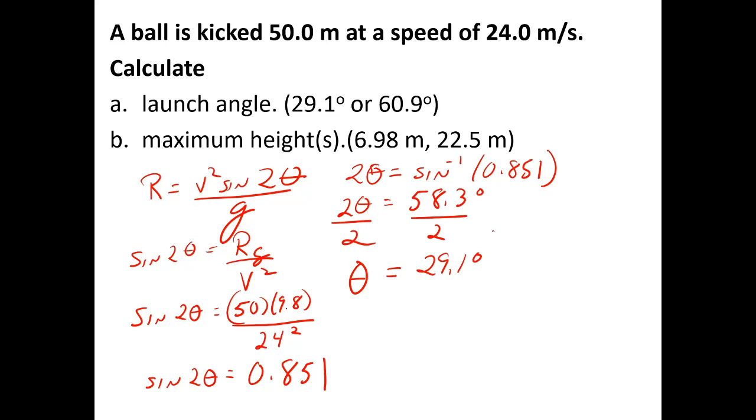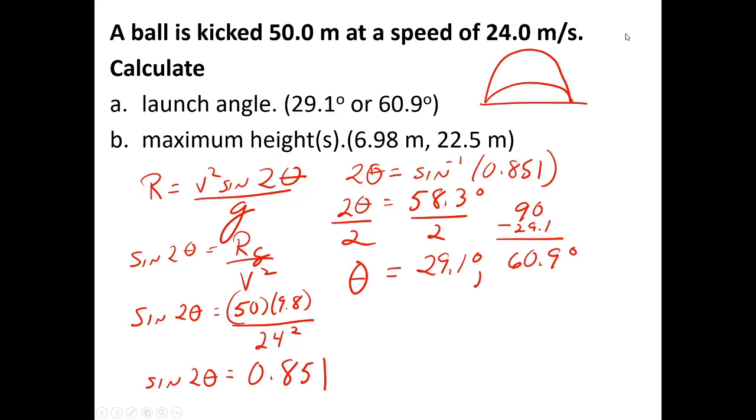29.1 degrees. But there's another angle. And the other angle is the complement. It's 90 minus 29.1, which is our 60.9 degrees, just like we see up there on the slide. So why do we get two angles? Just to review, we could hit it at a low angle, or we could hit it more like a pop fly at a high angle.